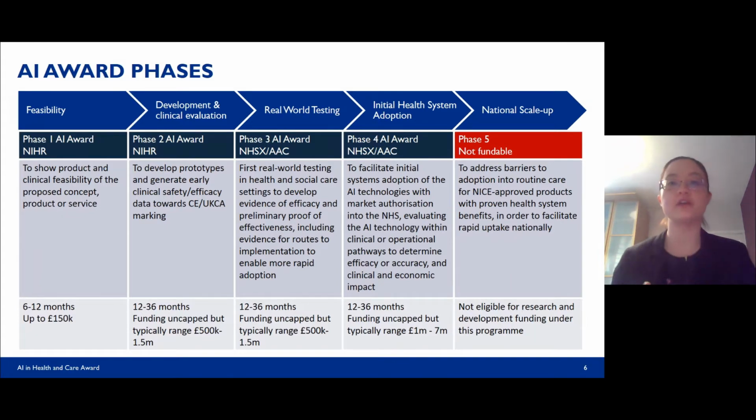And then finally, phase 4 is about multi-site adoption and testing and validation of these technologies through multi-site prospective studies. Finally, phase 5 is not fundable through the award, but that's the phase that comes after phase 4, where the technologies have shown evidence of their benefits and associated costs and are being widely adopted and used across the system.